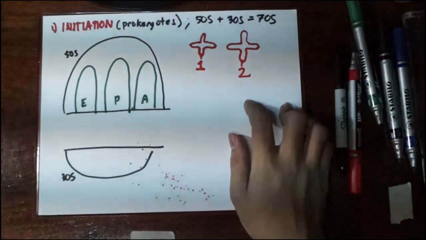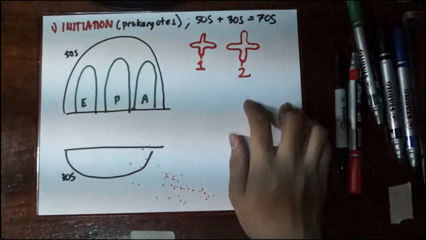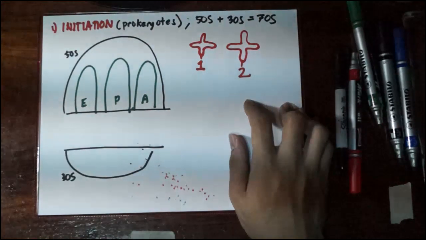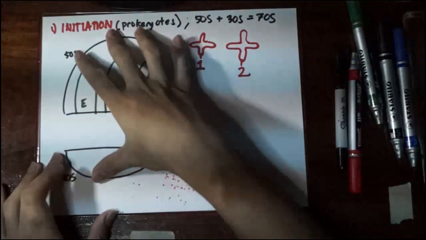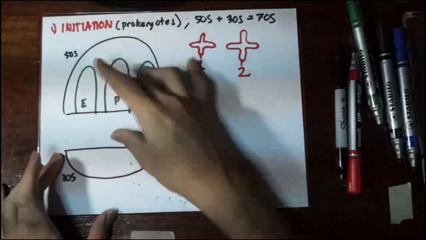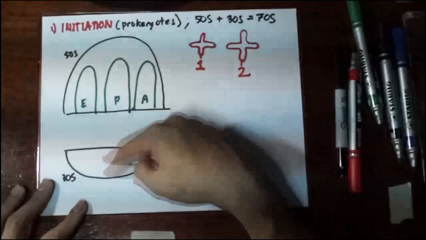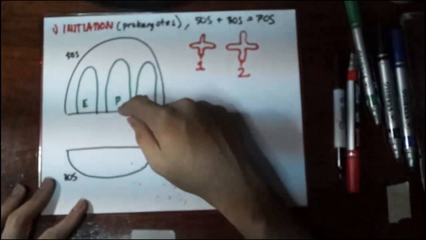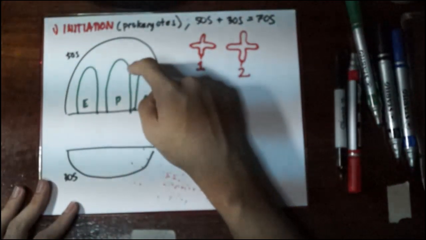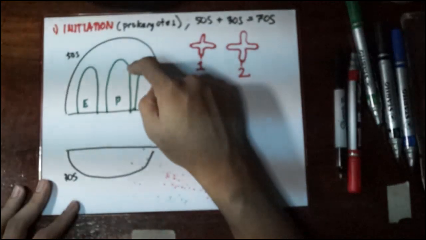In order for that to happen, the first thing we have to go to is the formation of a particular complex with this one. As I said, the ribosome is composed of two separate subunits, and in initiation, they have to be joined together.